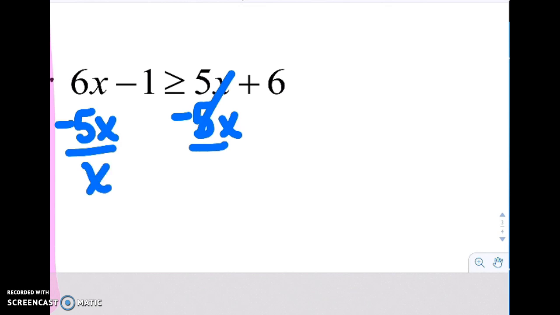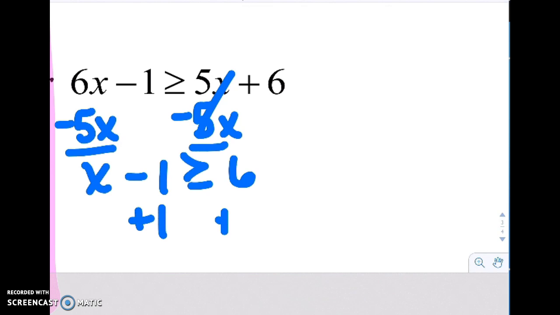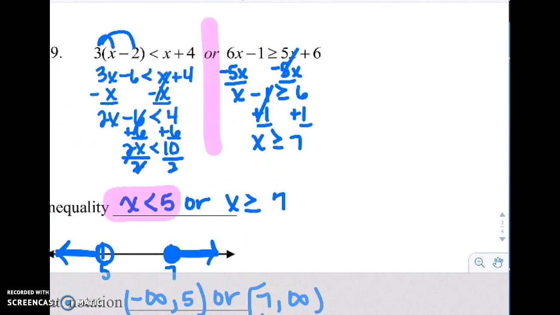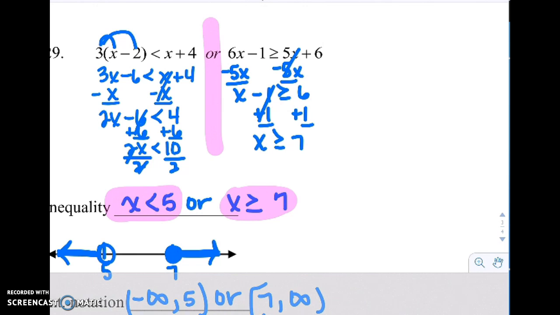That leaves me with x minus 1 is greater than or equal to 6. And then we add our 1 on both sides. And so we get x is greater than or equal to 7, which I have represented right here. So then you just write your answers together with the word or.